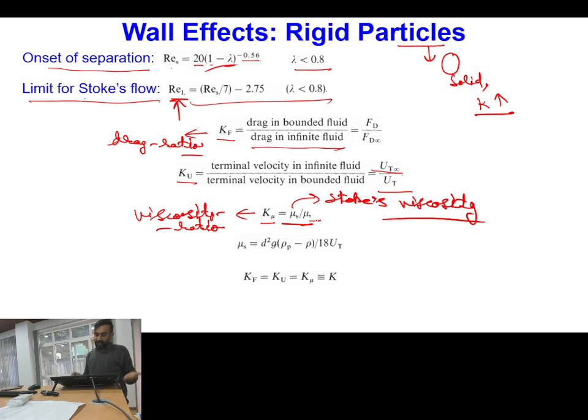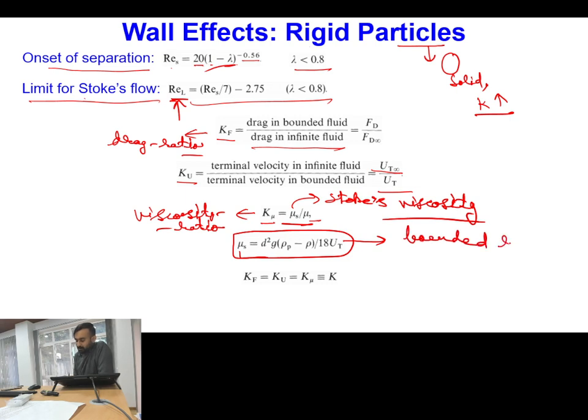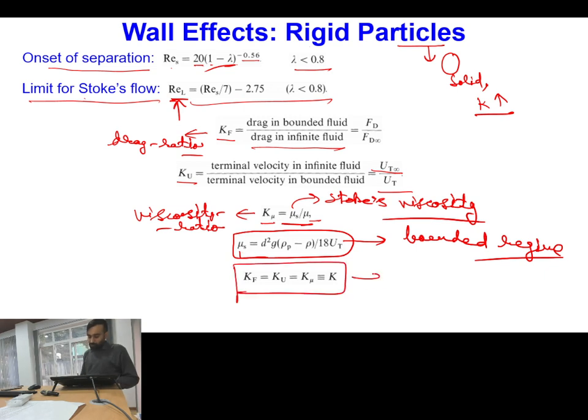viscosity ratio, and of course the Stokes viscosity can be calculated from this value of terminal velocity which is available for Stokes result. So this u_t I will be simply substituting for terminal velocity in bounded result, and this will then give me the Stokes viscosity. Okay, and all these factors are equal to 1, these are the same if I have a creeping flow situation.